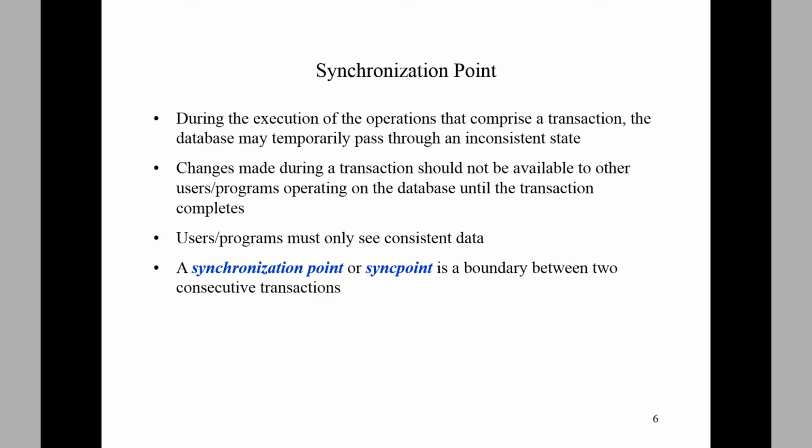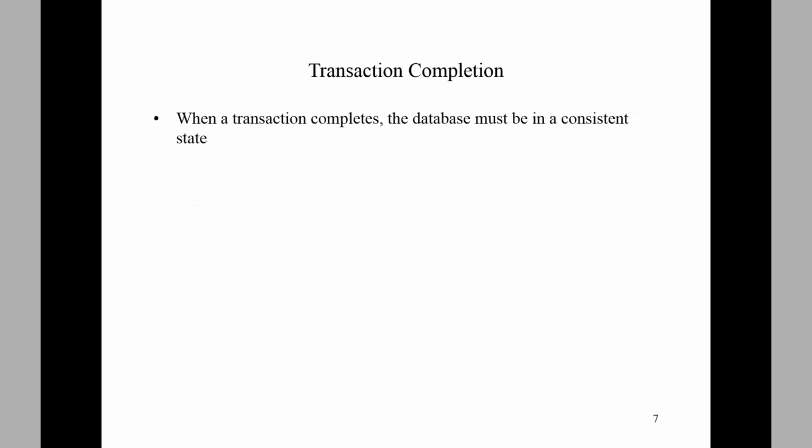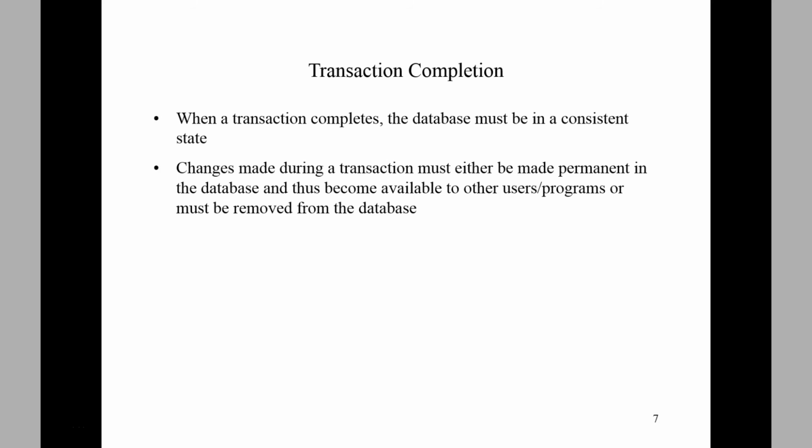The concept of what is called a sync point, or a synchronization point, is the boundary between two consecutive transactions. All transactions begin and end at a sync point. At a sync point, the data are said to be synchronized. They conform to business rules. So at a sync point, the database is in a consistent state. When a transaction completes, the database must be in a consistent state.